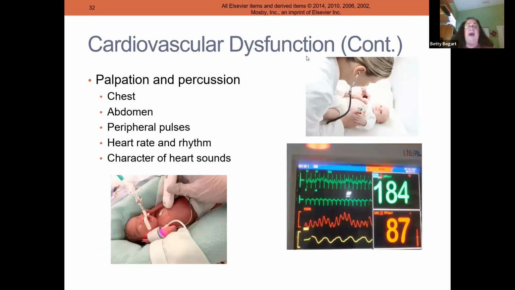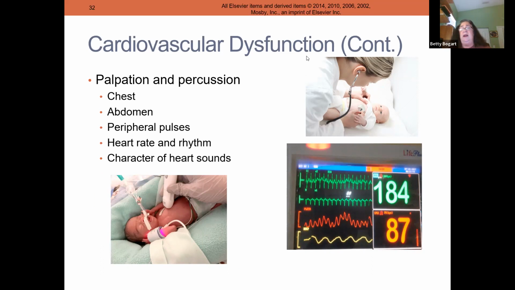Another thing we're going to look at is sometimes you can feel murmurs in the chest just by putting your hand on an infant. I mean, their heart is right there. You can feel it, or their abdomen, really abdominal breathing. Feeling the pulses, as I said, you'll feel upper extremities, maybe not lower. And then what's the heart rate?